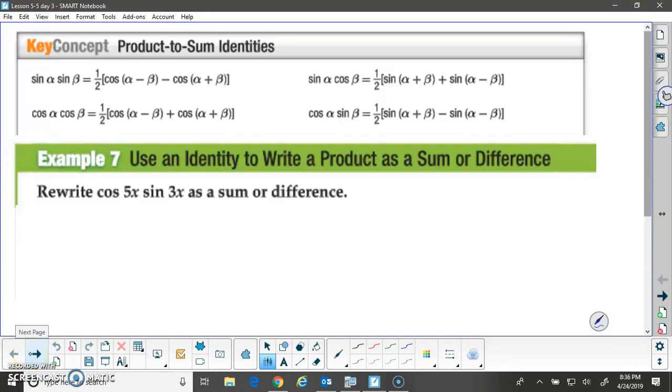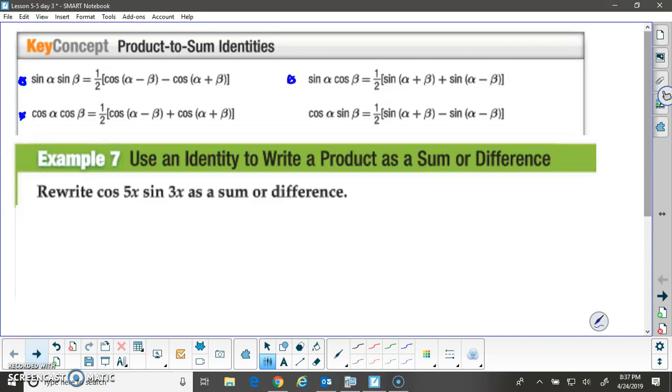Lesson 5 of Chapter 5 is on product to sum identities. You can see they're listed up above. We've got one that goes sine times sine; you can change it into a cosine minus cosine. This one, if you've got a cosine times cosine, you can change it into a cosine plus cosine.